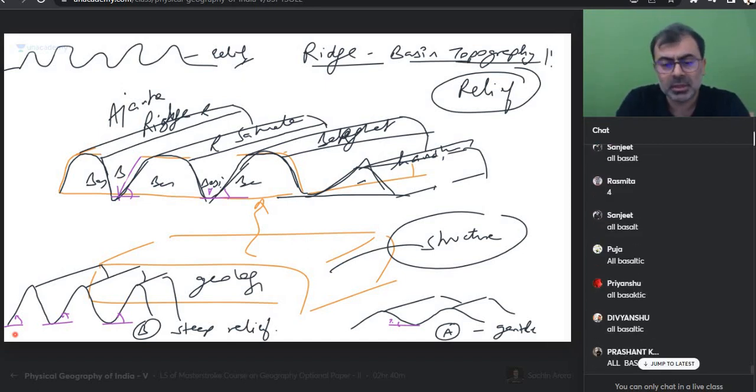All are basalt, sir. We are not fools. Very good. So structure is basalt. Relief is rivers have cut it.